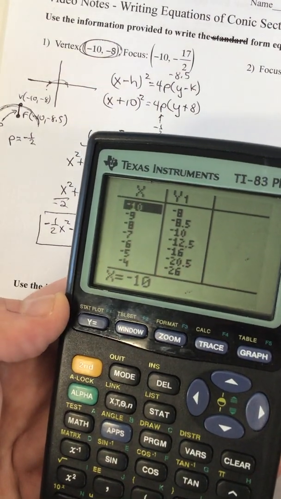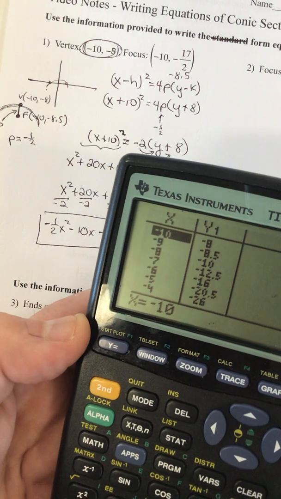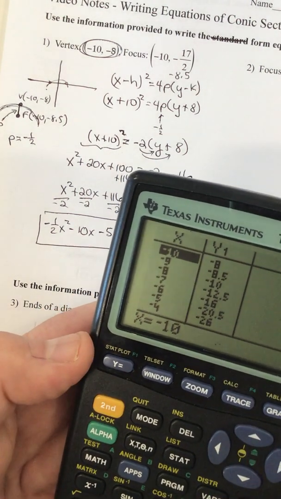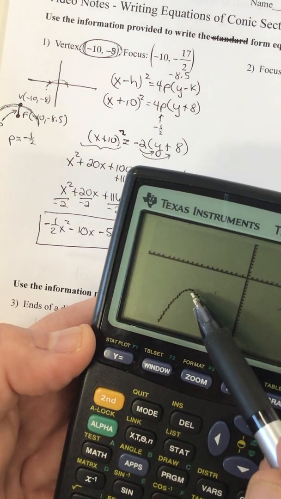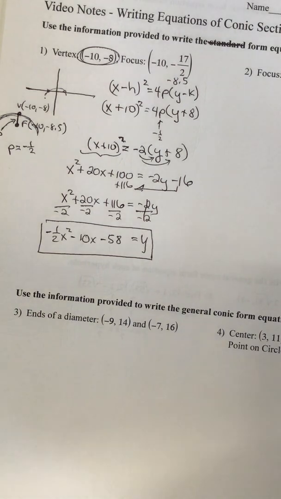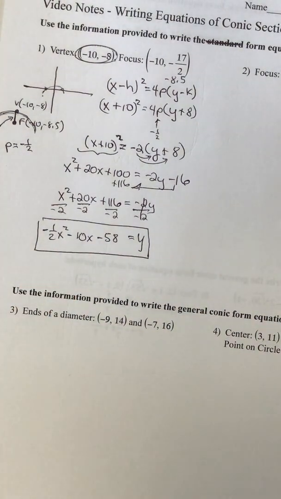Okay, so there, and we could look at the focus, but it doesn't show the focus very well on this. It doesn't show the focus because the focus is actually not one of the points of the parabola. The focus is right there. Okay, so there's our first one.